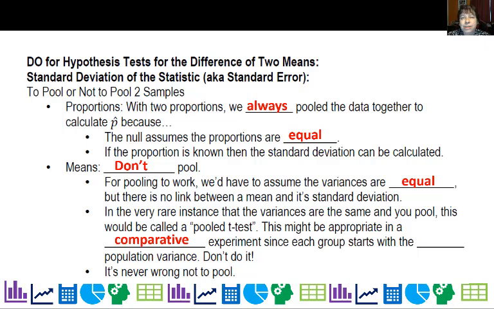You could possibly do it there, all right? Because you're starting with the same population variance. But honestly, that's so rare. Don't ever pool for a t-test.